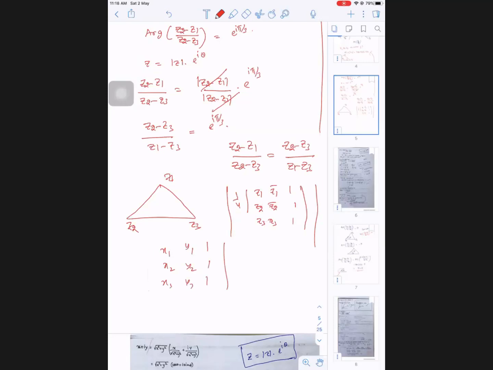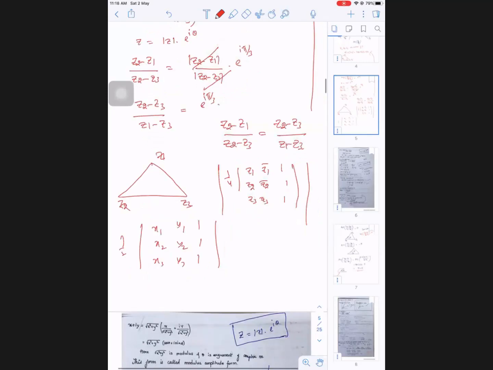You know this is the area of the triangle, half into this determinant. Here x1 we write as (z1 plus z1 bar) by 2, and y1 is (z1 minus z1 bar) by 2i. Simplified like this. Now take 1 by 2 common and simplify this result. After simplifying, try to cancel this i here.